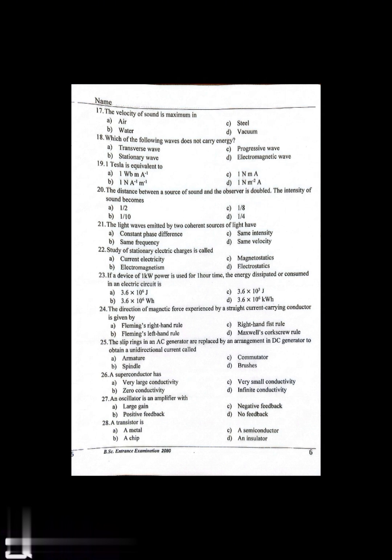20. The distance between a source of sound and the observer is doubled. The intensity of sound becomes A. 1 upon 2, B. 1 upon 10, C. 1 upon 8, D. 1 upon 4.